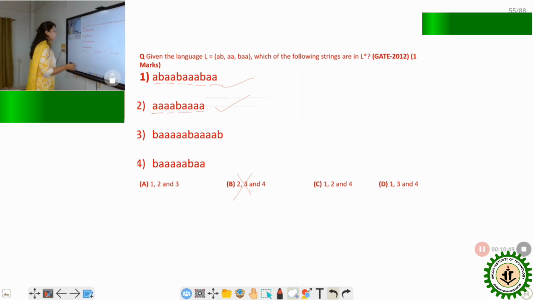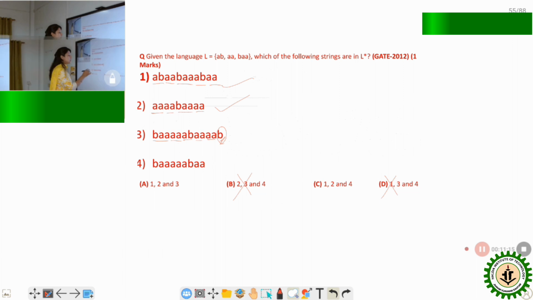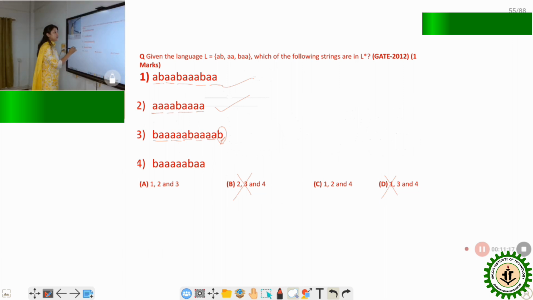So now we are removing D because option 2 is not present. Option 2 is not present. Now comes to 3. BAAA is present, AA is present, AB is present, AA is present, AA is present, but B is not present in L. That's why this option will not be present in L star.